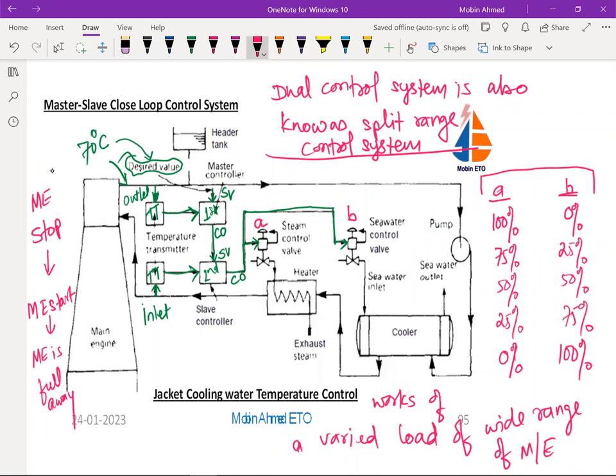So the question was only for the master and slave closed loop control system we have to use for this type of split range control system. For the split range control system, we are going to use this.